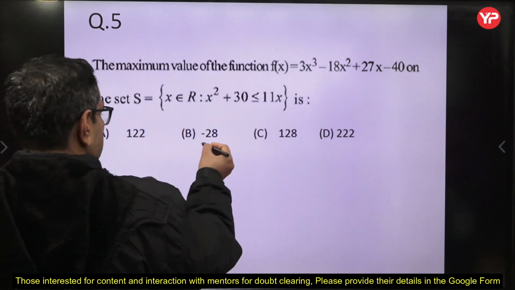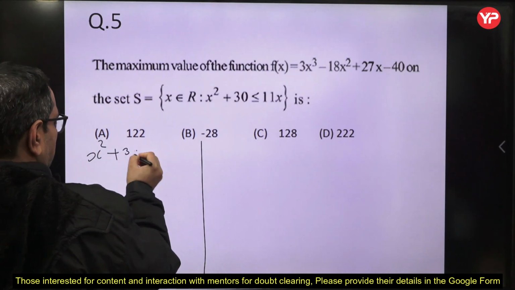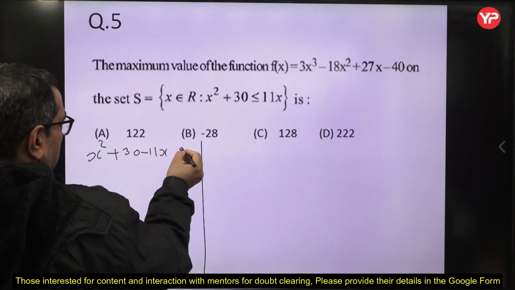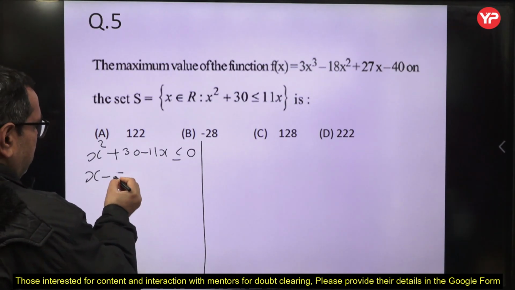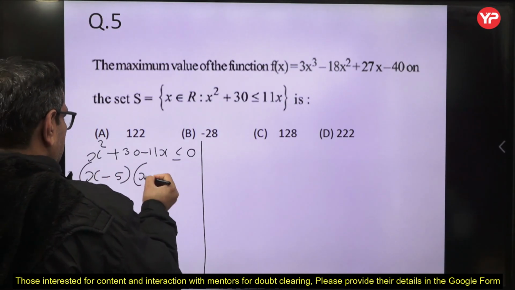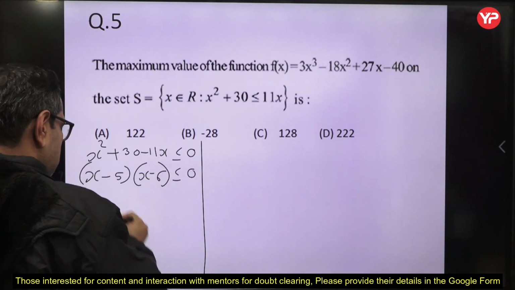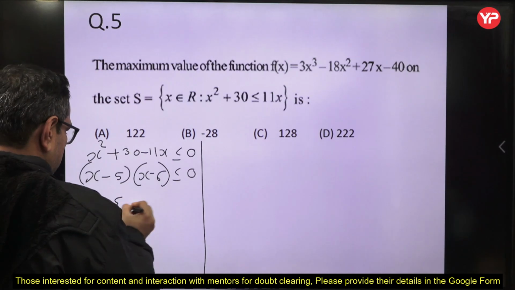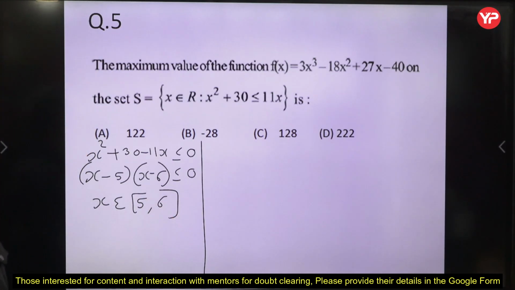So let us solve this. x² + 30 − 11x is less than or equal to 0, and we can say (x − 5)(x − 6) is less than or equal to 0. So it means x is between 5 and 6, including both. So x belongs to this closed interval actually.